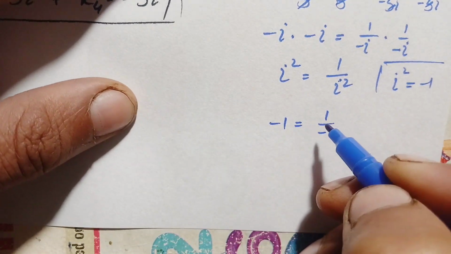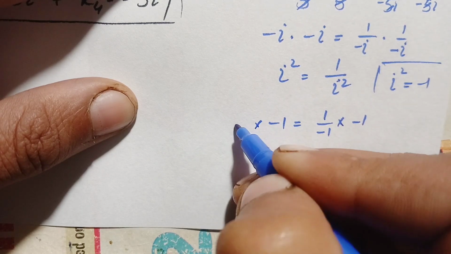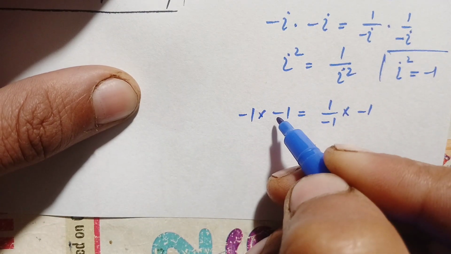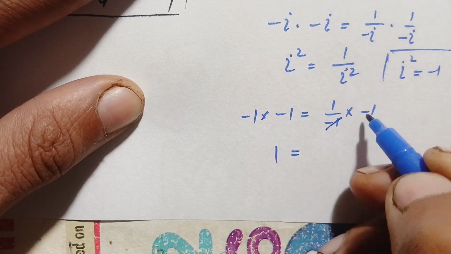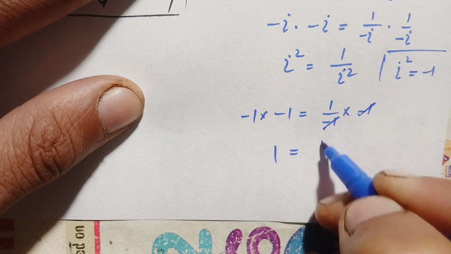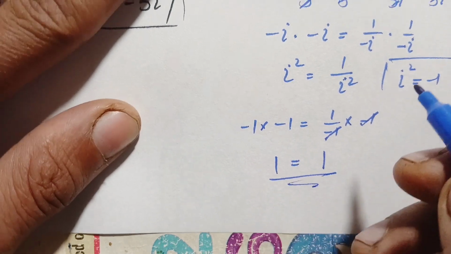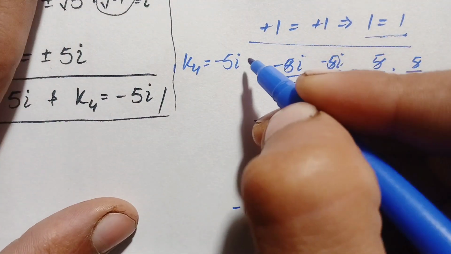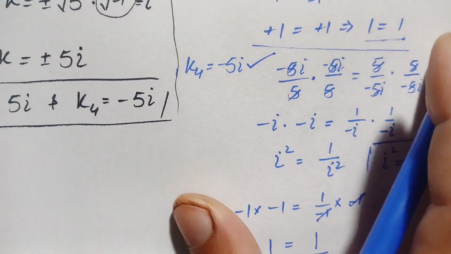Now here we can multiply both sides by negative 1, so this will become negative times negative is positive, and 1 times 1 is 1 is equal to, and this negative 1 and this negative 1 will be cancelled, so only 1 is left. Now since both sides are equal, it means that k is equal to minus 5 iota is also the exact and correct value of k.